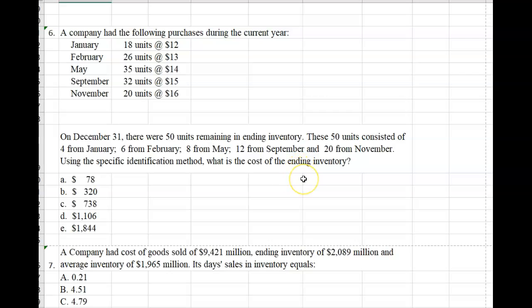When you run across a cost flow assumption calculation, you have to ask yourself, am I supposed to be calculating cost of goods sold or the cost of the ending inventory? So read the question carefully. And in this question they say, what is the cost of the ending inventory? So go ahead and calculate that. Pause your video and then start the video again to check your work.